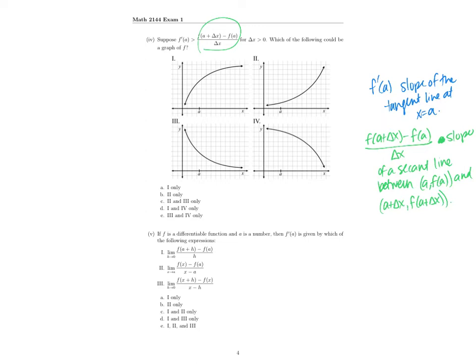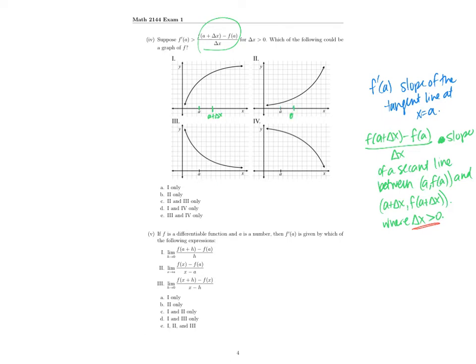And we're told here that delta x is greater than 0, and that's an important part here, because what that means is that I'm going to take the x value A, and then I'm going to take an x value to the right of A. So let's go ahead and put those down here. This is A, and this is A plus delta x.